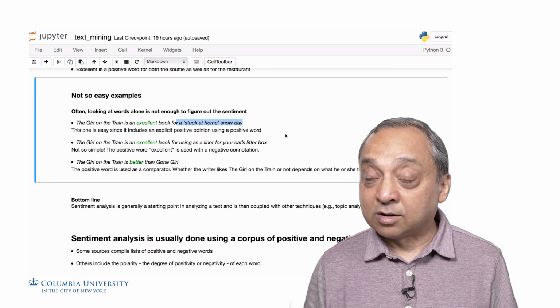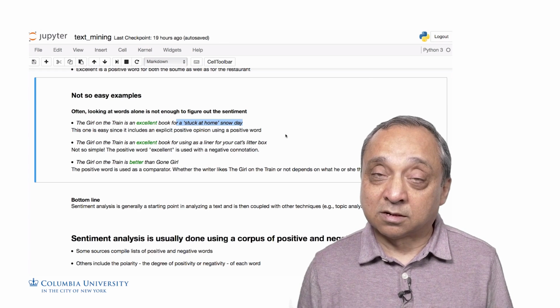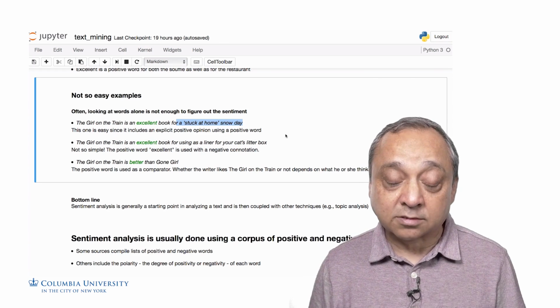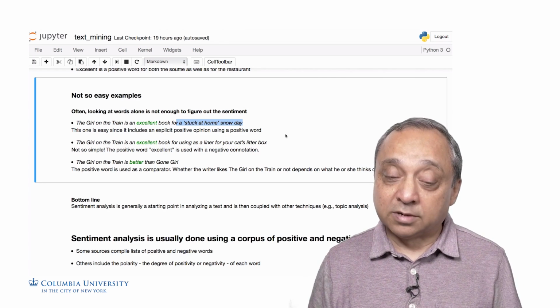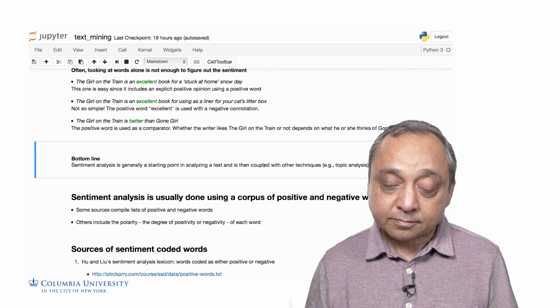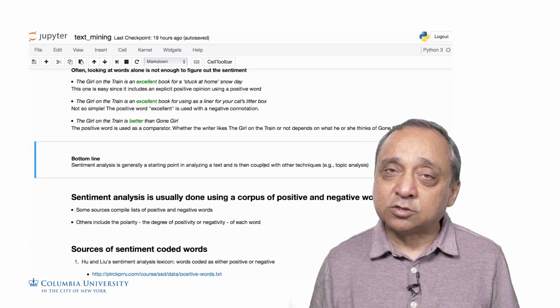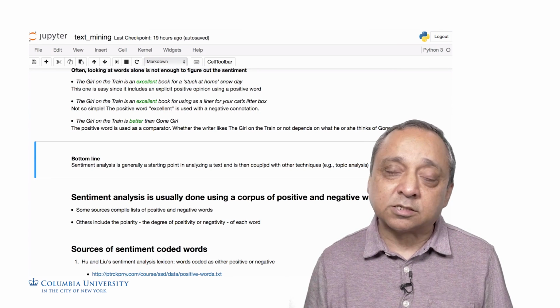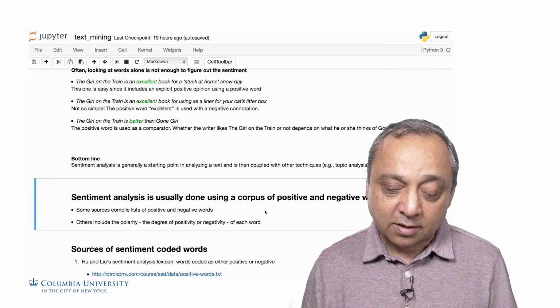The odds are, not necessarily of course, analysts can be as ironic or sarcastic as anybody else, the odds are that your data is going to look pretty good. But the bottom line in all this is that sentiment analysis is a good starting point, but bear in mind that it's not always going to work very well.